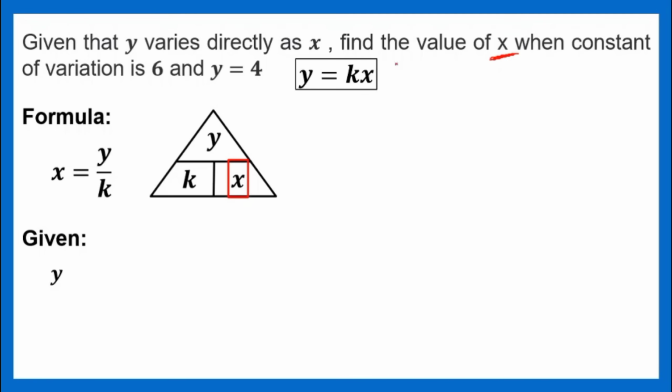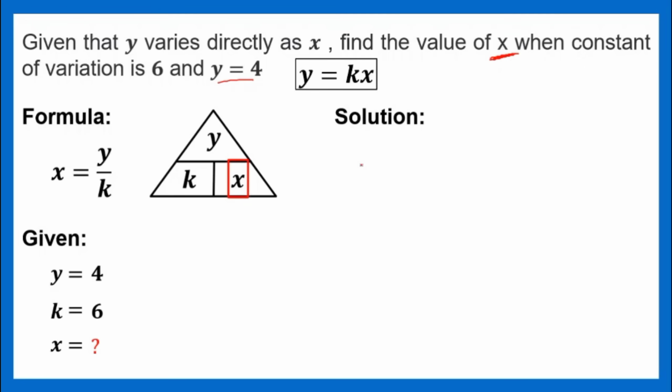So, ang y natin dyan, given naman, that's 4. Y is equal to 4. Tapos, ang k natin ay constant of variation. Ayan, nakalagay, constant of variation is 6. So, k is equal to 6. Tapos, ang x naman ngayon ay question mark, kasi siya ang pinapahanap. So, pwede itong ma-solve kasi nga, isa lang naman yung unknown, isa lang yung pinapahanap. Ayan. So, let's proceed to our solution.